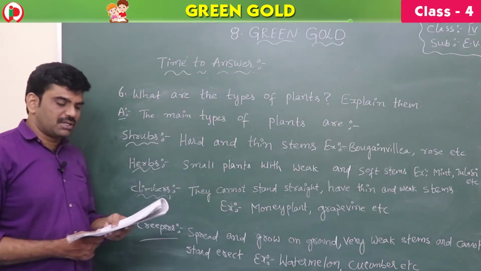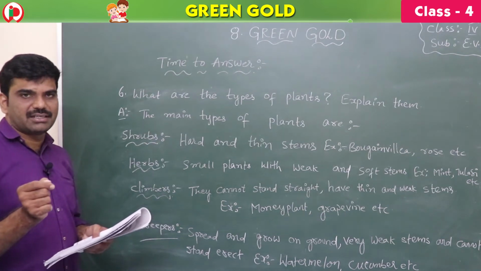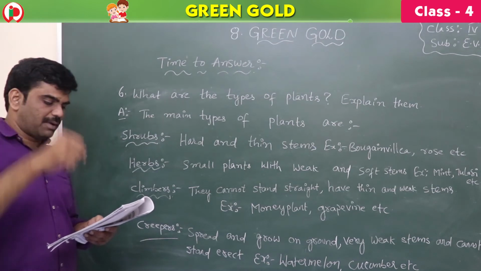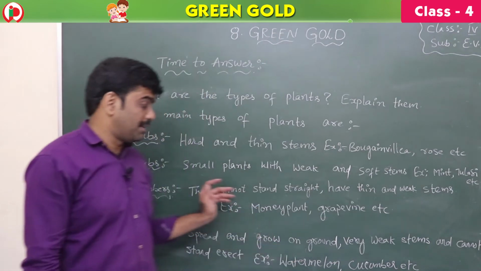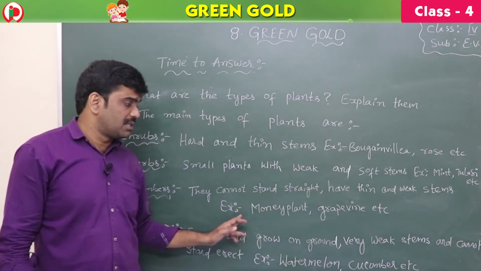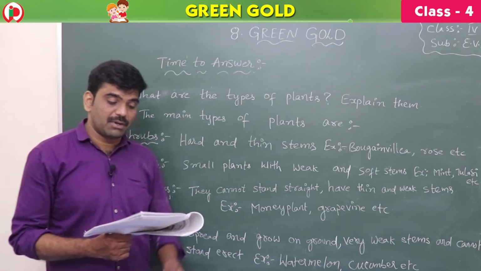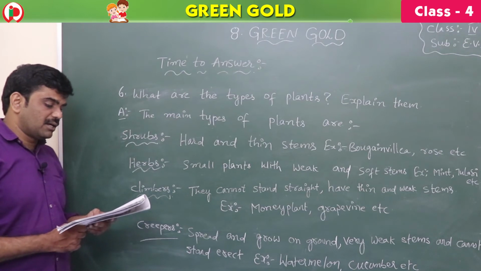Next one is climbers, children. These climbers cannot stand straight. They climb on the wall or to the other plants. They have thin and weak stems. Example is money plant, grapevine. Creepers spread and grow on ground.